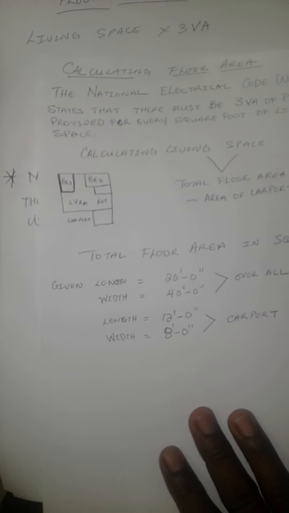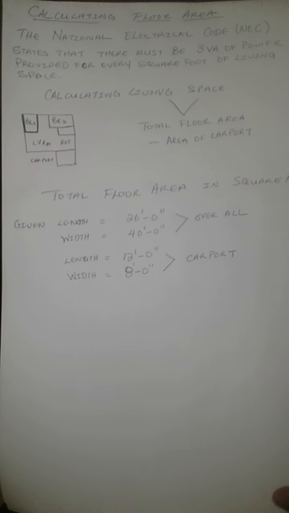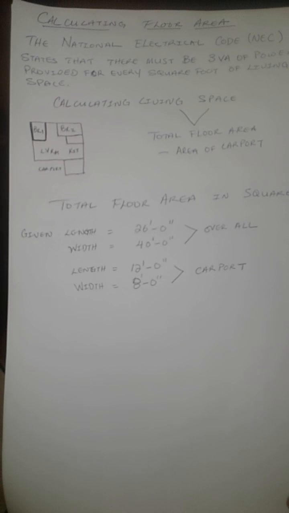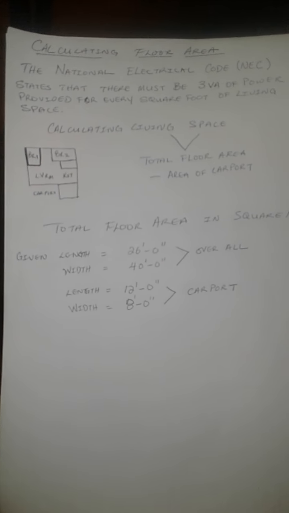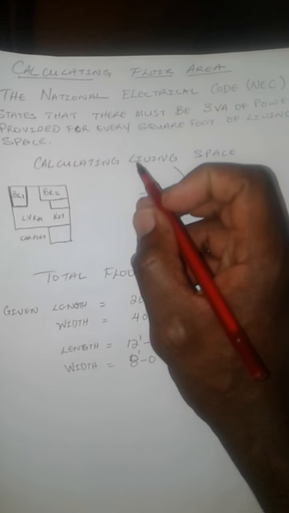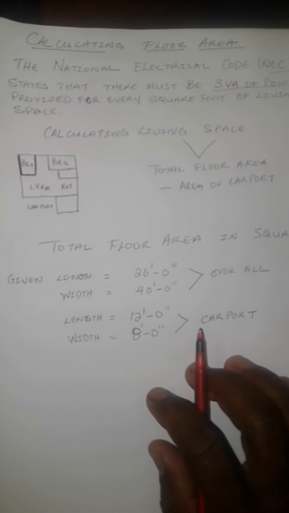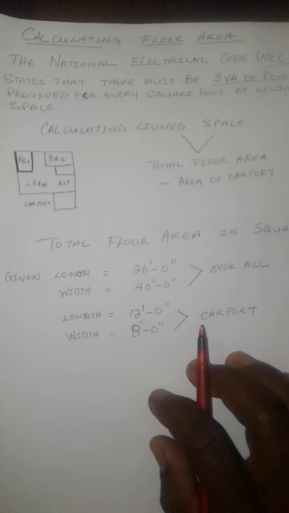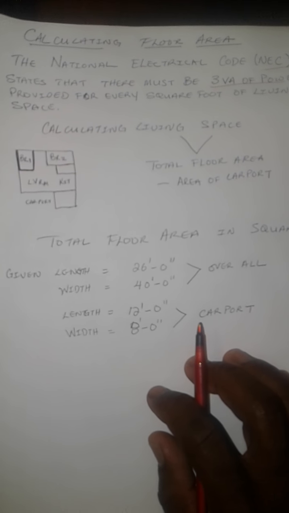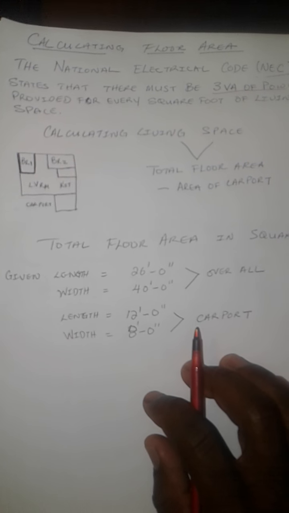Floor area calculations. Calculating floor power. Now, the National Electrical Code, NEC, states that there must be 3 volt-amperes of power provided for every square foot of living space. Let's keep that in mind.